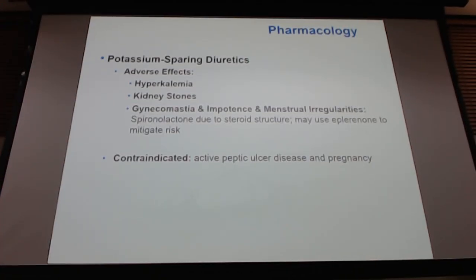So adverse effects, we can have hyperkalemia, we can have kidney stones, and then we can also have gynecomastia and impotence and menstrual irregularities. This is most seen with spironolactone because it's the most steroid-like of the potassium-sparing diuretics. And so we'll use eplerenone instead to mitigate this risk. And then it's contraindicated in active peptic ulcer disease and pregnancy.